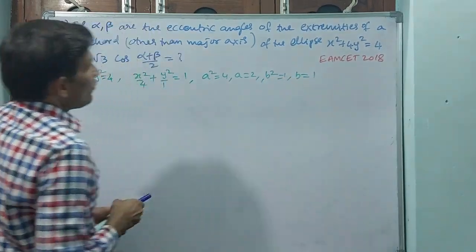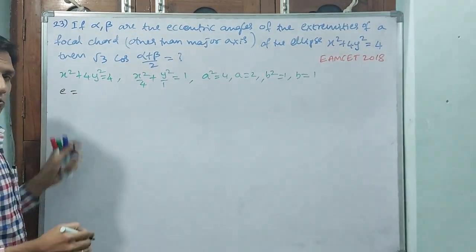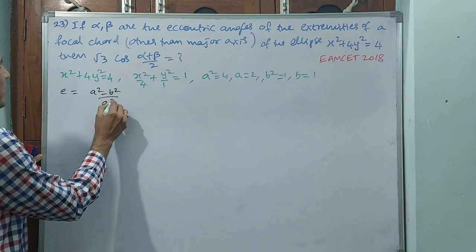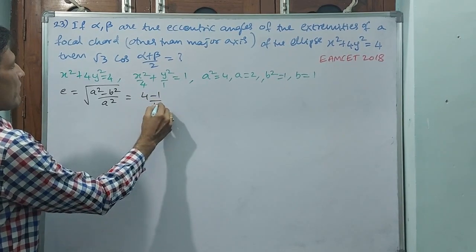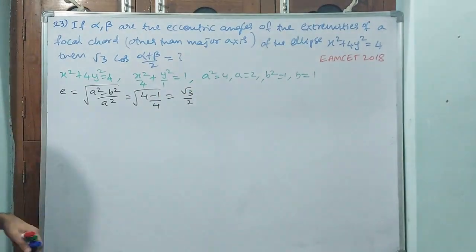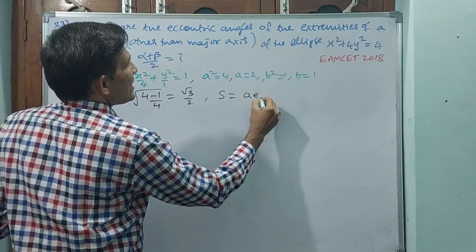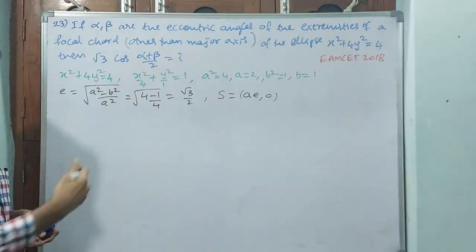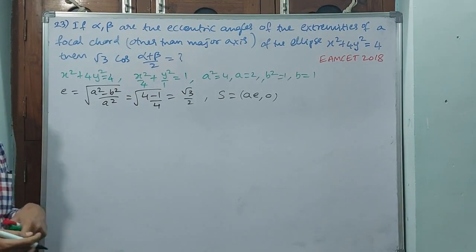Okay, now you can find e also, because for finding the focal chord you require e. e is equal to the square root of (a square minus b square) by a square. That is equal to the square root of (4 minus 1) by 4, which is equal to root 3 by 2. Okay, e is root 3 by 2. What about S? S is equal to (ae, 0). Why? Because this is centered at the origin only, so directly you can write (ae, 0).